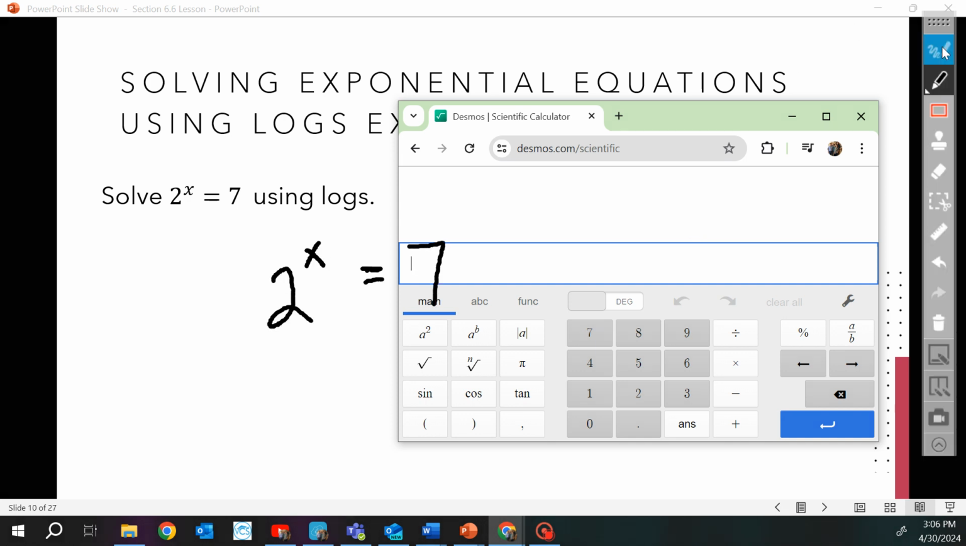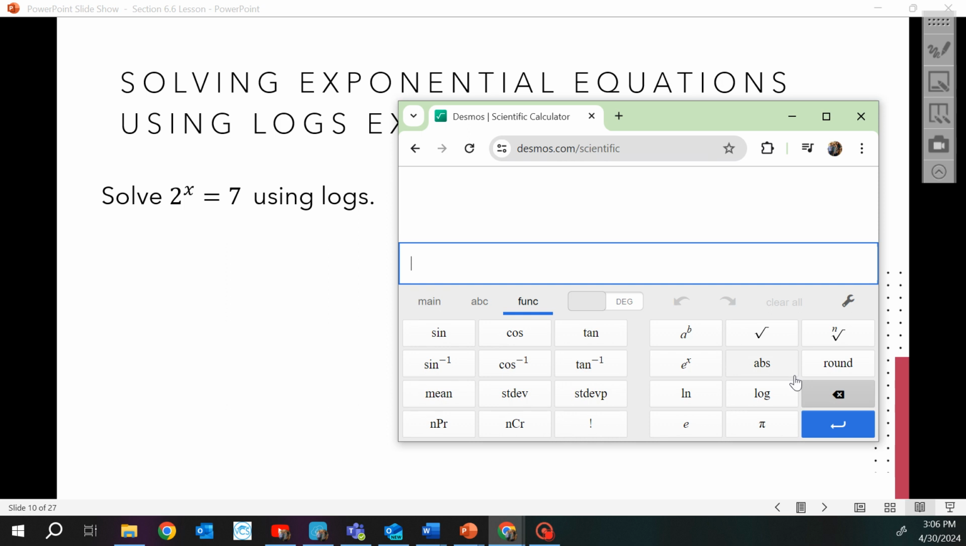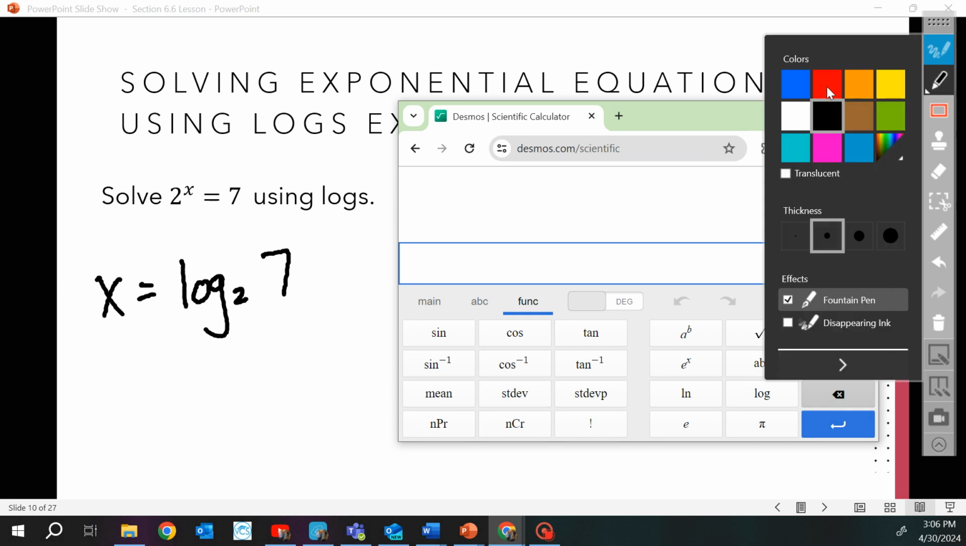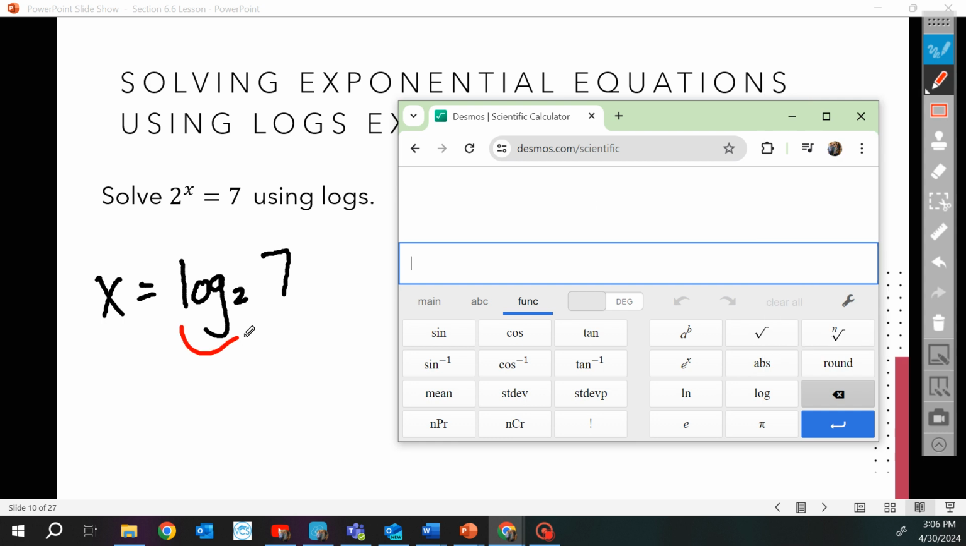At this point, what I'm trying to do is I've got x is equal to log base 2 of 7. I want to put this into the calculator, but you'll notice that there is no log base 2 button. There's a common log button and a natural log button, but there's no log base 2 button. On the graphing calculator, there's a log base 2 button, but not on the scientific calculator, which is what we have to use to solve this. So how can I figure out what log base 2 of 7 is using the scientific calculator if it doesn't have a log base 2 button?